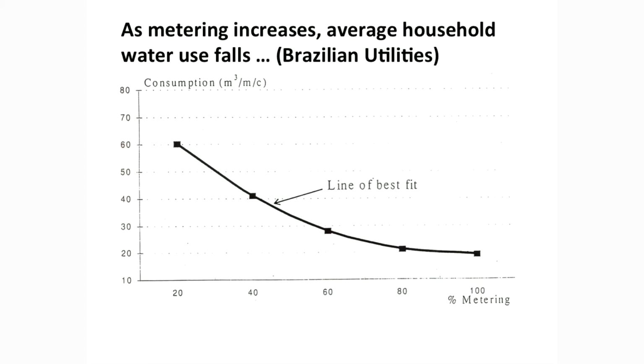As the percentage of customers with a meter increases, average household water use falls. Without meters, households can waste very large amounts of water because they have no incentive to fix leaking faucets and toilets and so forth. This effect of metering has been especially dramatic in the countries of the former Soviet Union.